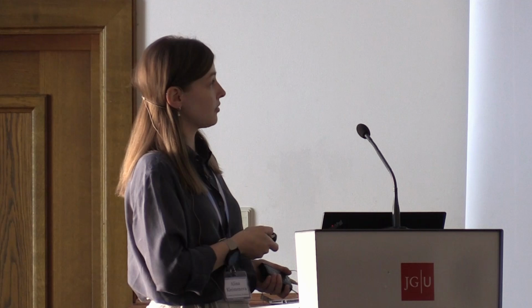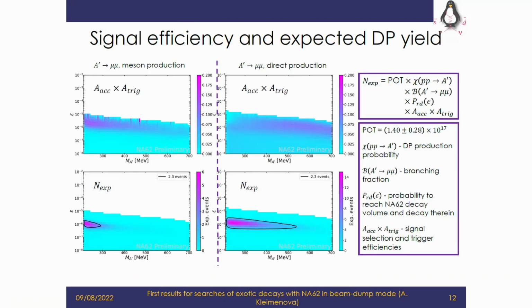So let's continue on with the analysis. It's important to discuss what our expected yield is. For this, we use this kind of expression, which includes our protons on target, the probability of producing a dark photon, the probability to decay, and the probability to reach the fiducial volume of the NA62 decay volume.